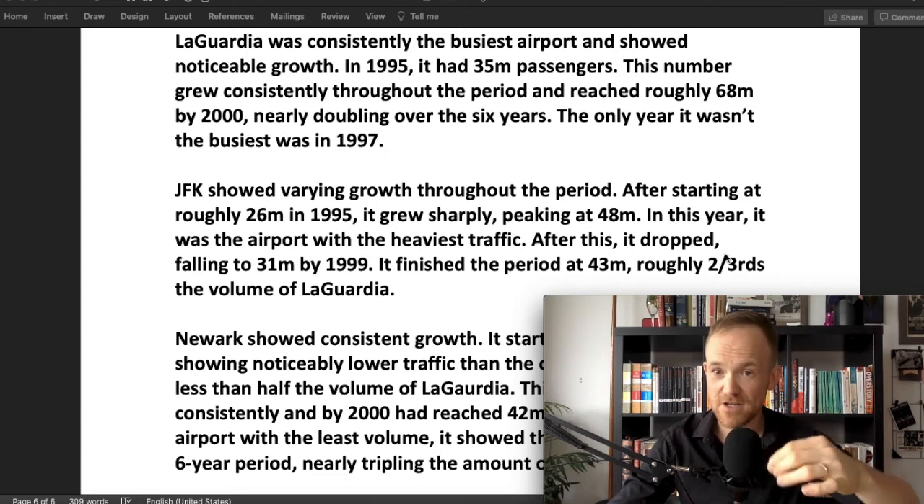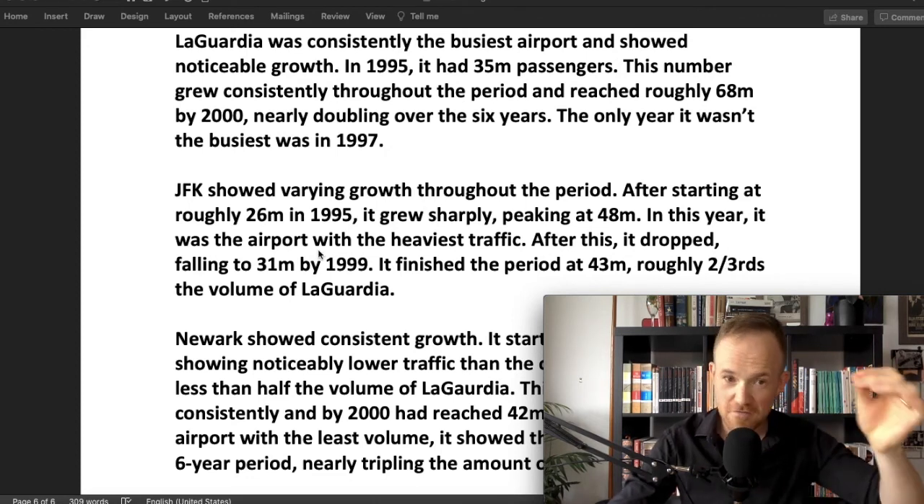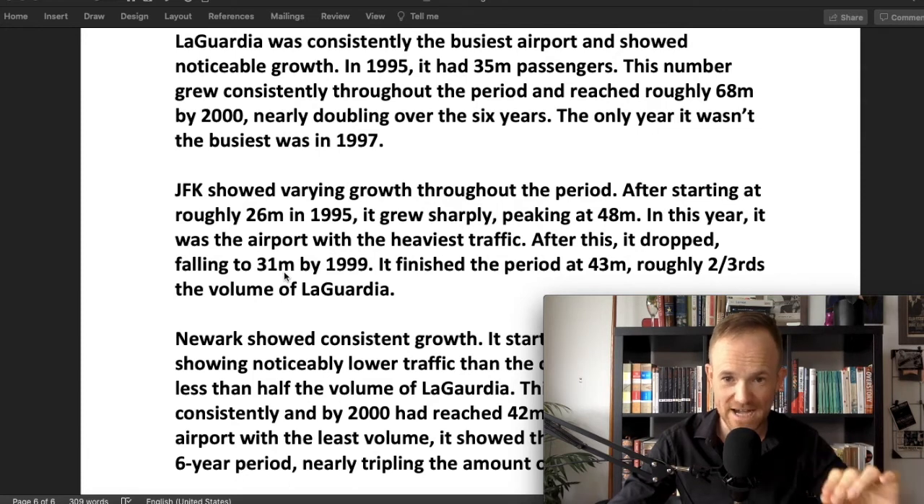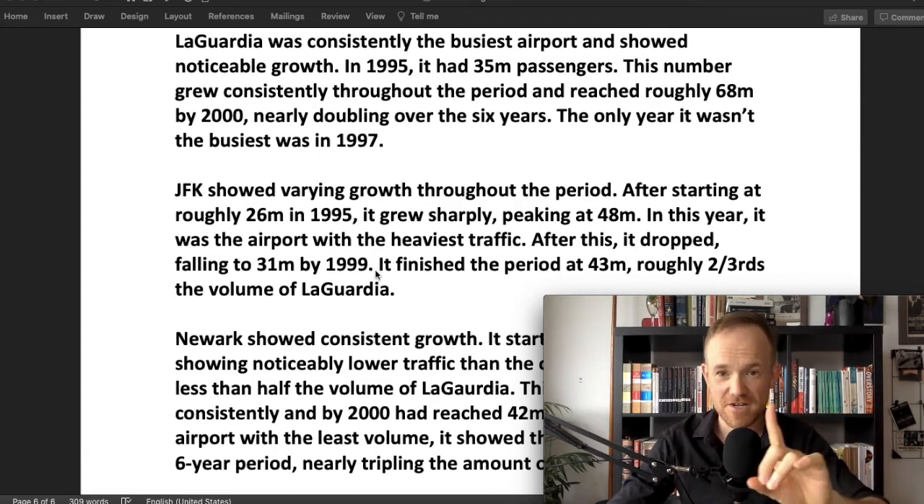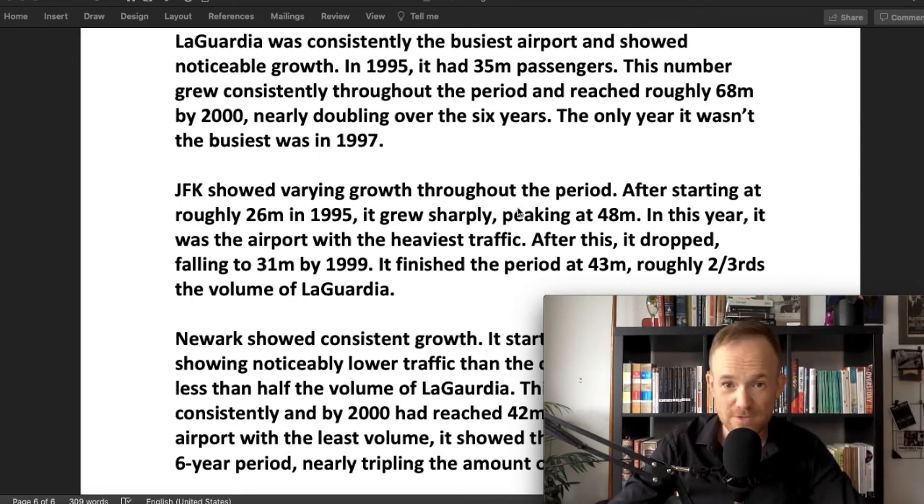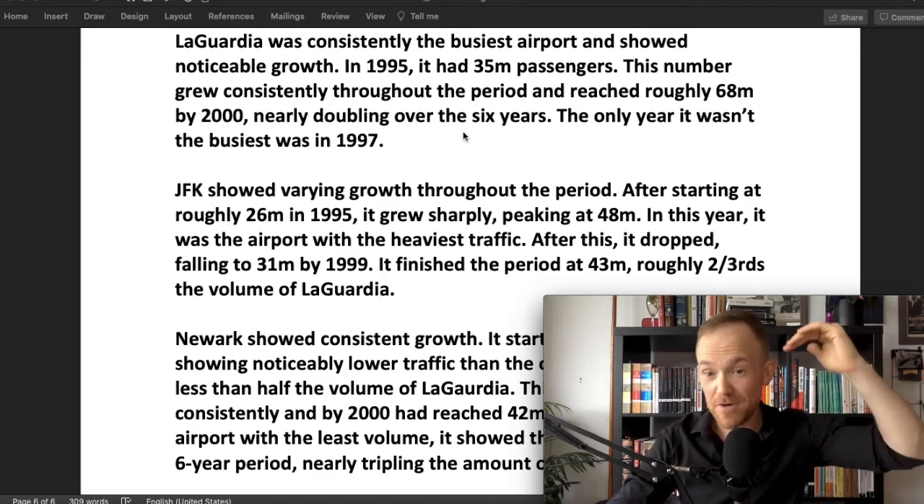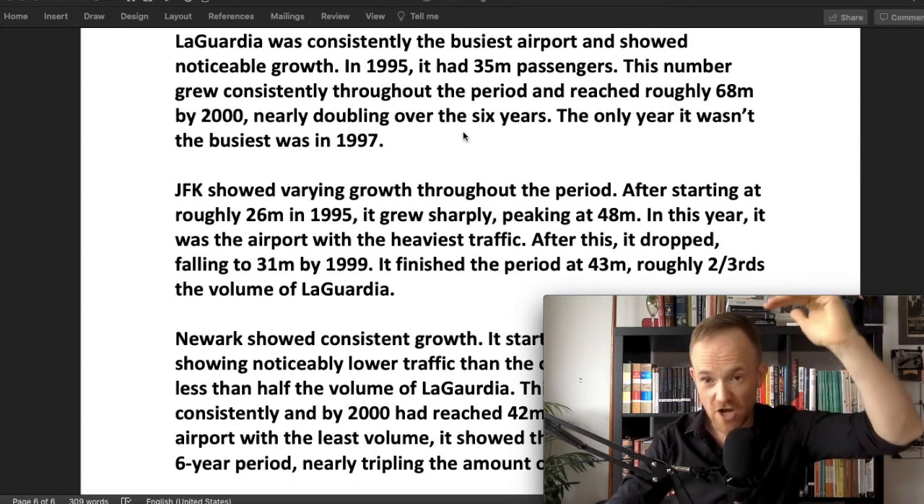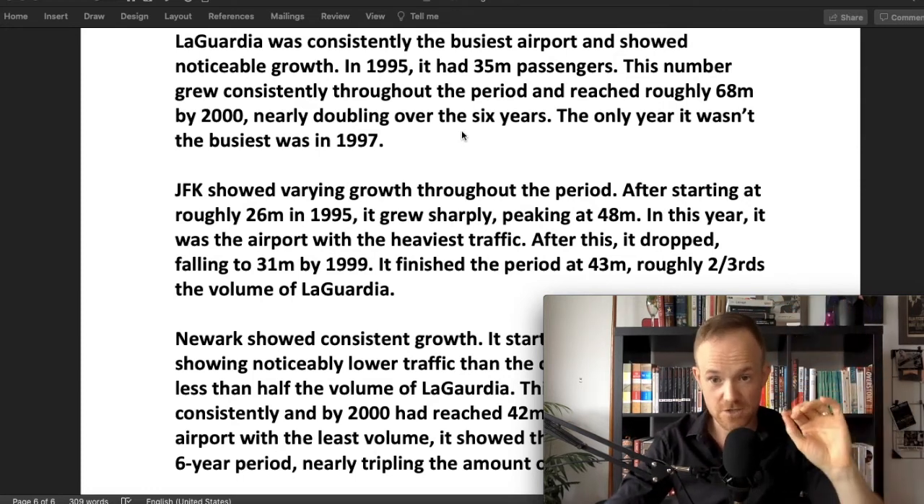It dropped, comma, falling to 31 million by 1999. Full stop. It finished the period at 43 million, comma, roughly 2/3 the volume of LaGuardia, the paragraph before. So now, not only is this one paragraph clear and cohesive, but this paragraph is now referencing the previous paragraph. So I've got cohesion between two paragraphs.